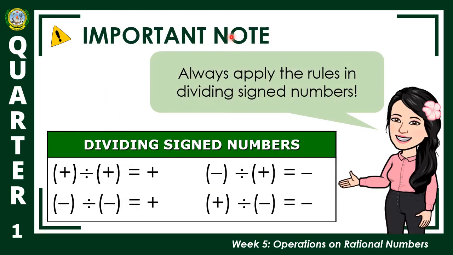Ayan. So, isang reminder pa ulit. Isang munting paalala na i-apply po natin ang rules when dividing signed numbers. So, same siya nung sa multiplication. Pag parehas po ng sign, positive yung sagot. Pag magkaiba ng sign, negative yung sagot.